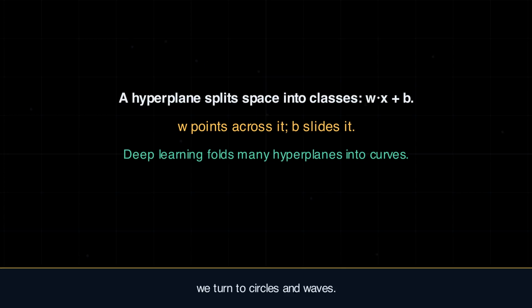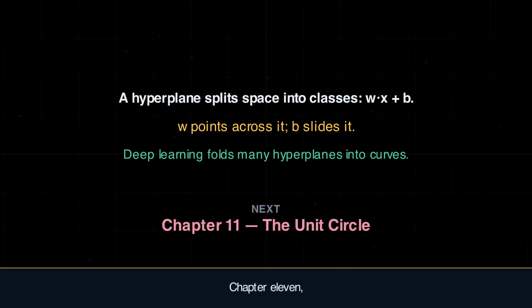That closes our geometry. Next, we turn to circles and waves. Chapter 11, the unit circle.